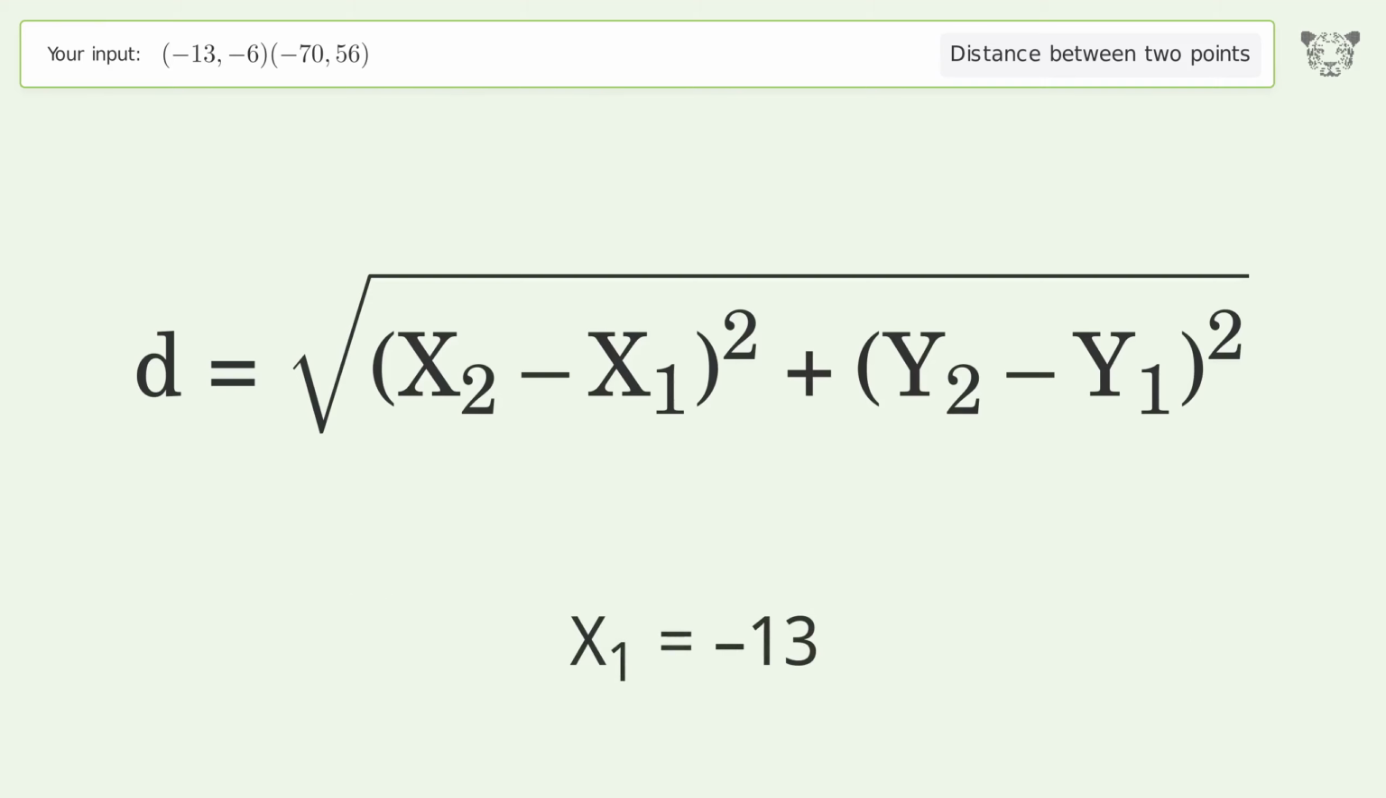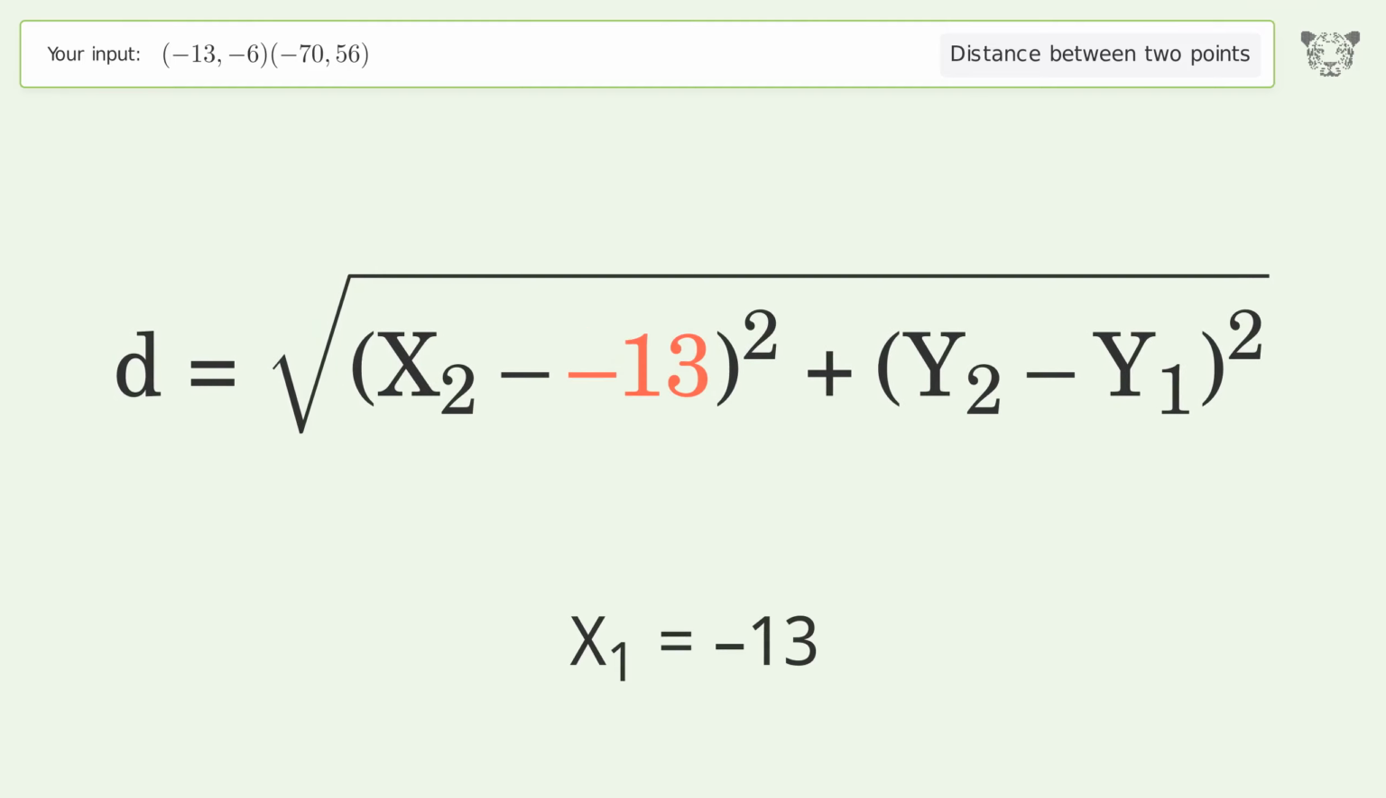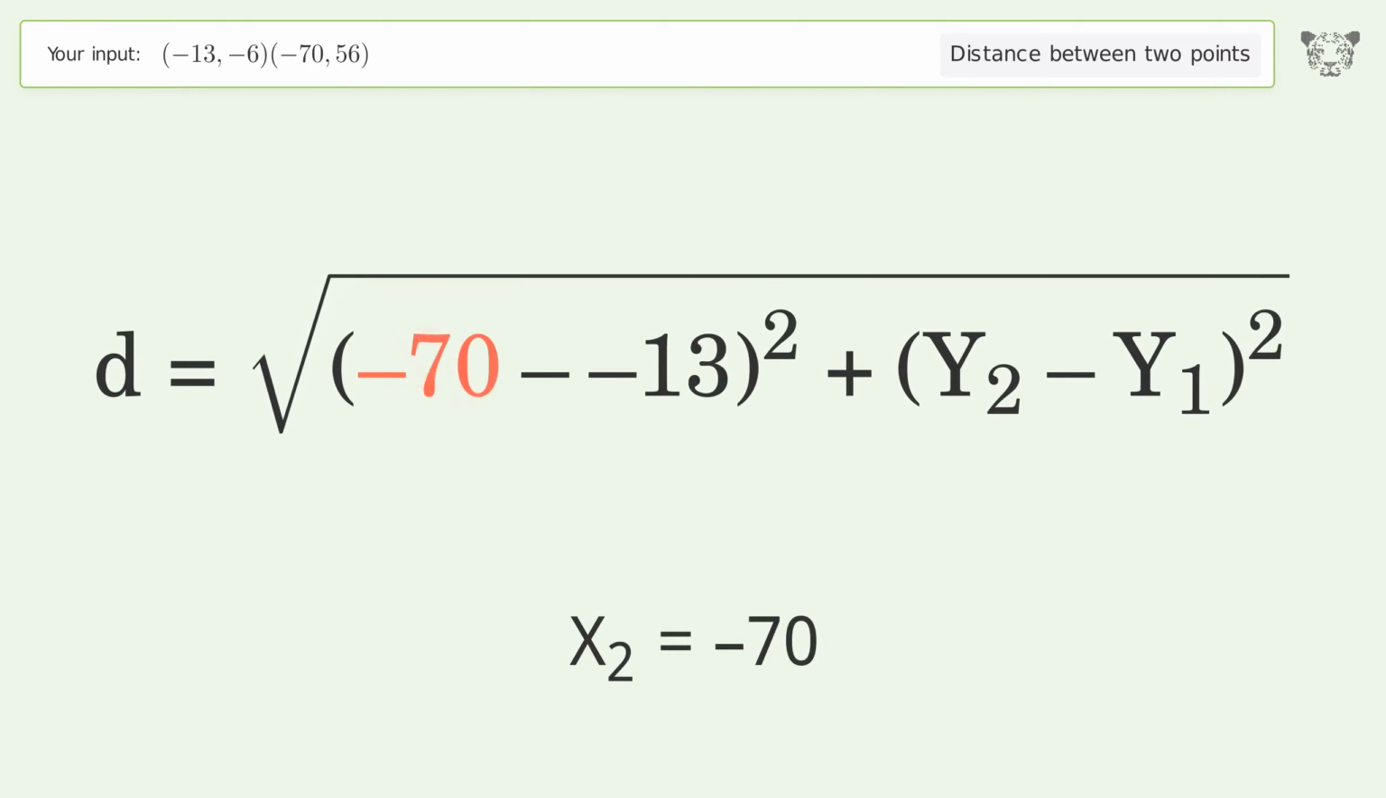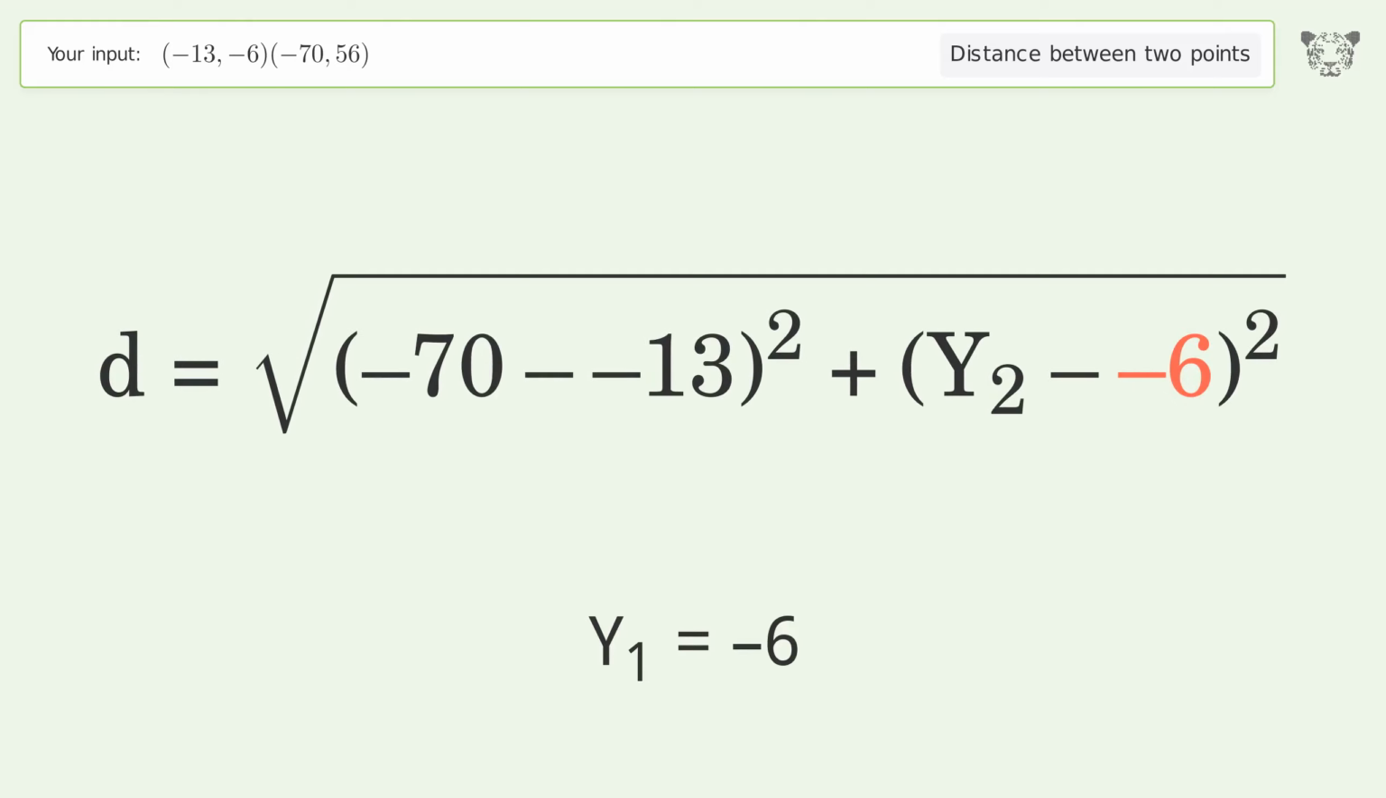x1 equals -13. x2 equals -70. y1 equals -6. y2 equals 56.